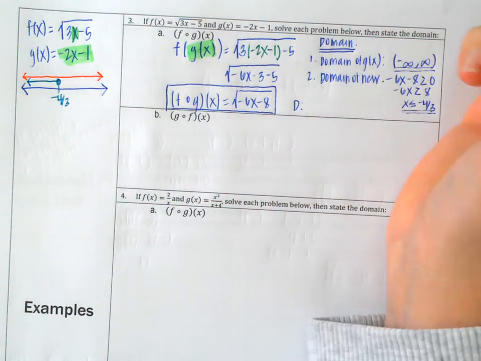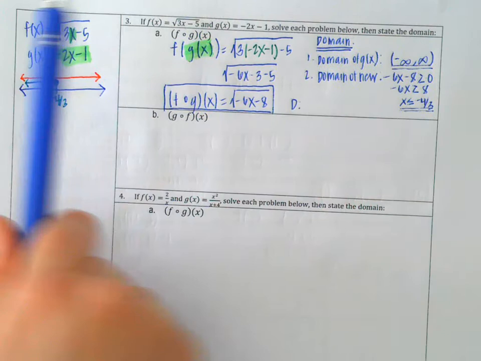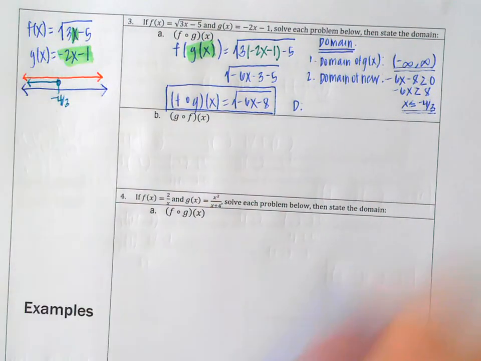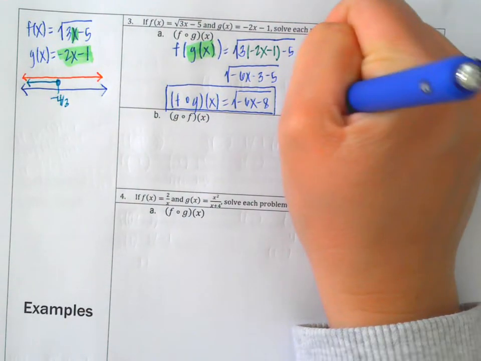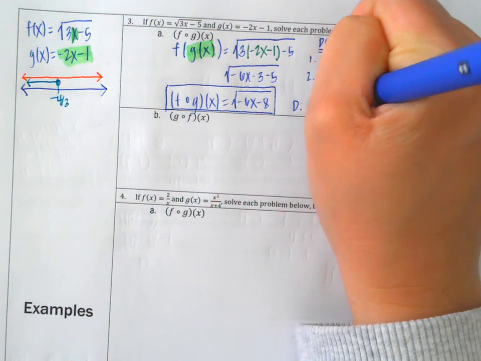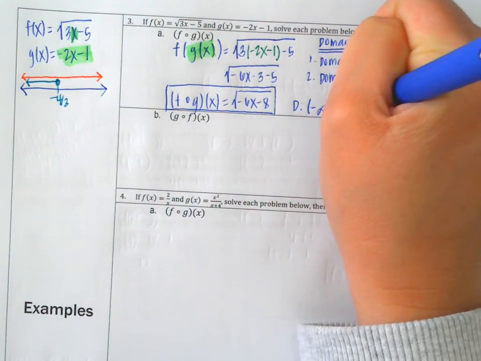And we always want to write it in interval notation. So it's going to be negative infinity to negative 4/3, parentheses on the negative infinity, bracket on the negative 4/3.